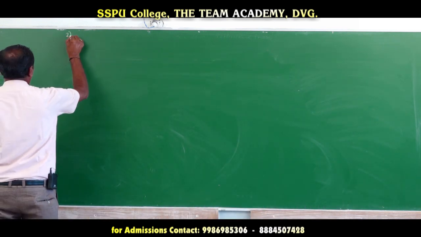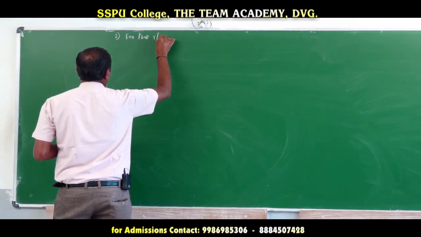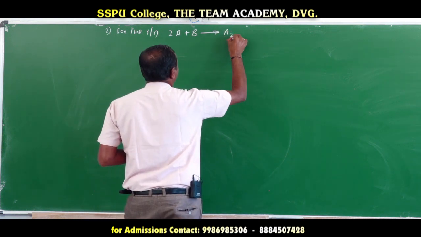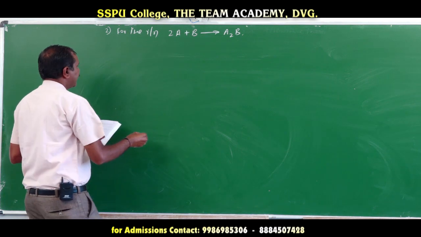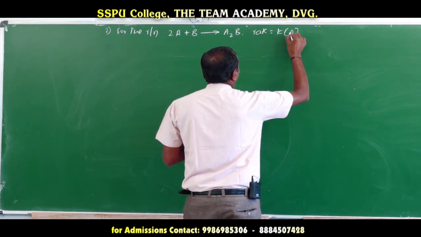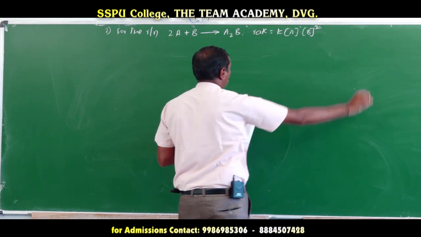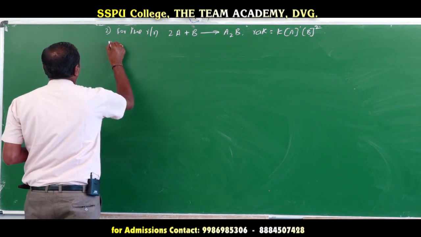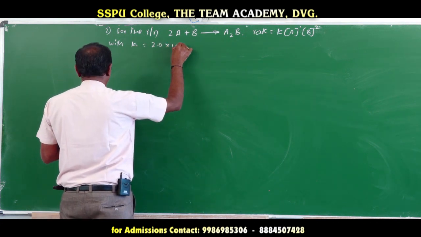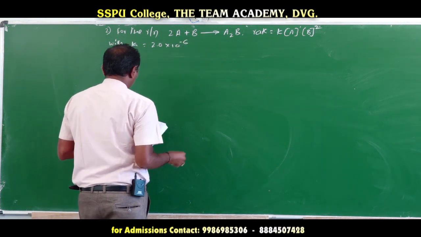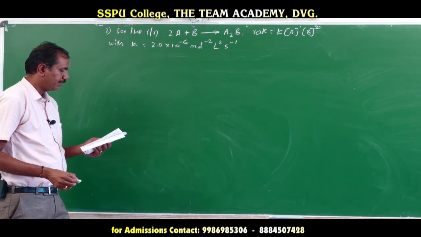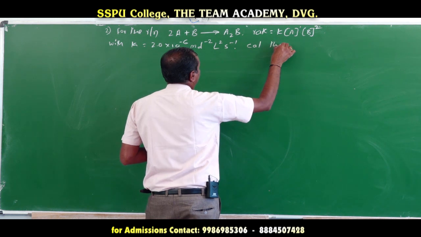So, second question. For the reaction 2A plus B becomes A2B, where rate equals K into molar concentration of A to the power 1, molar concentration of B to the power 2, with K equals 2 into 10 to the power of minus 6 mole to the power of minus 2 liter square per second, means it is a third order. Calculate the initial rate of reaction.